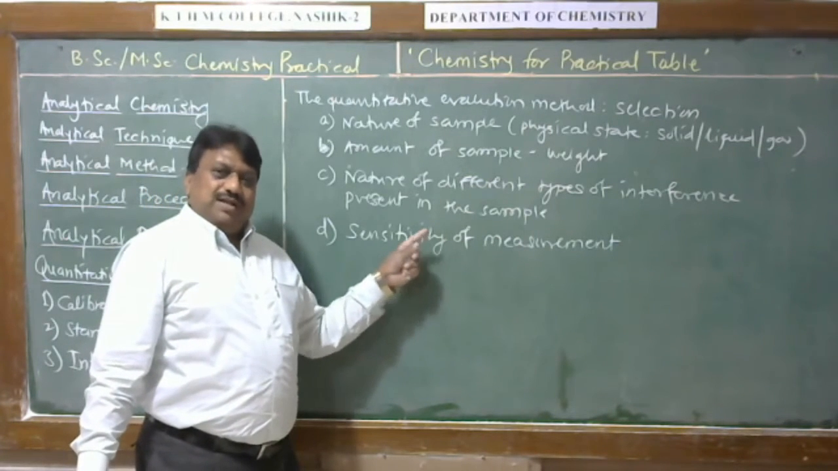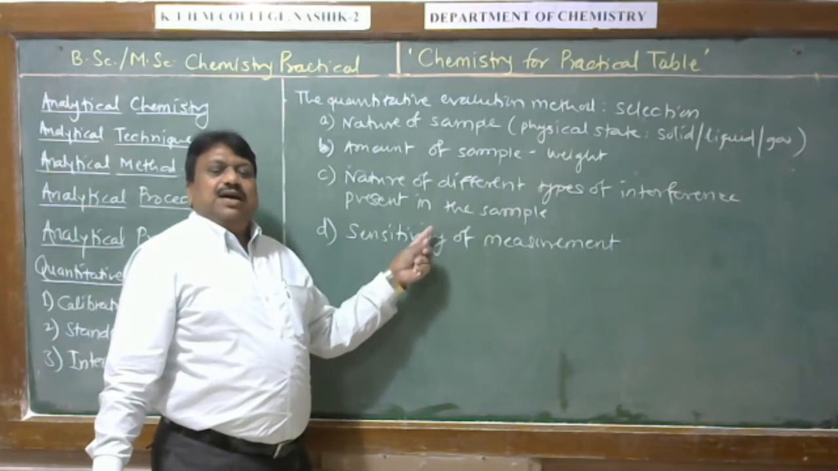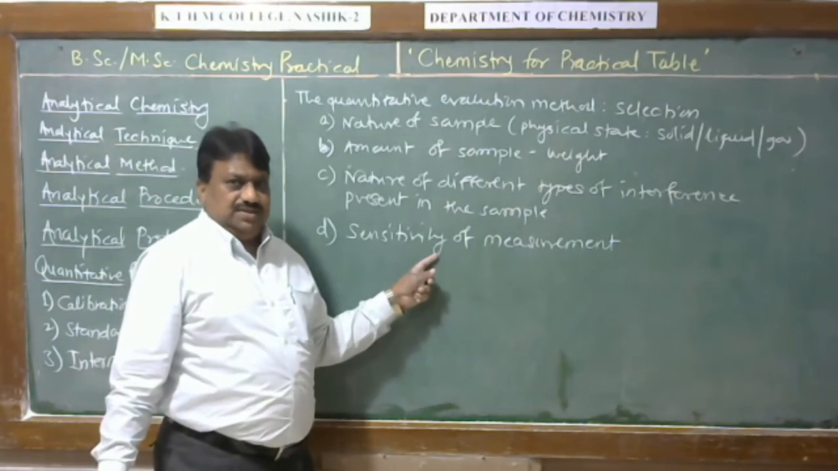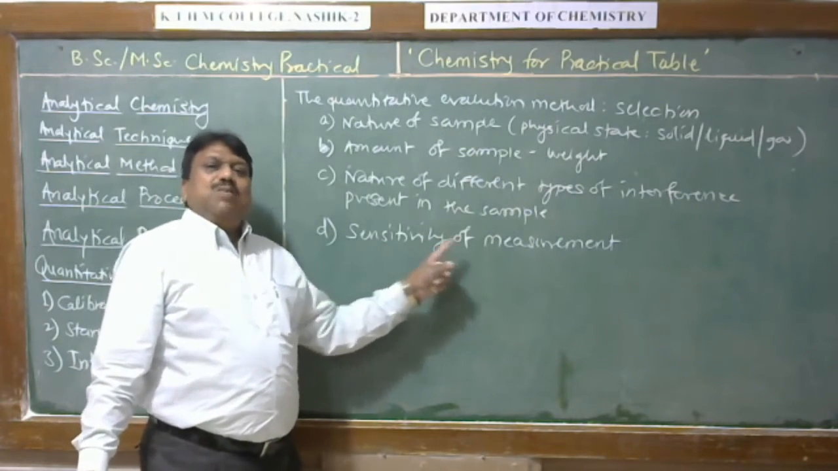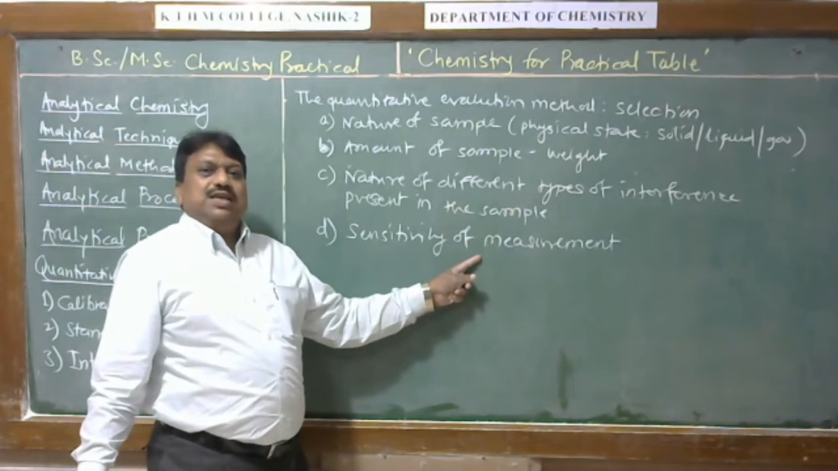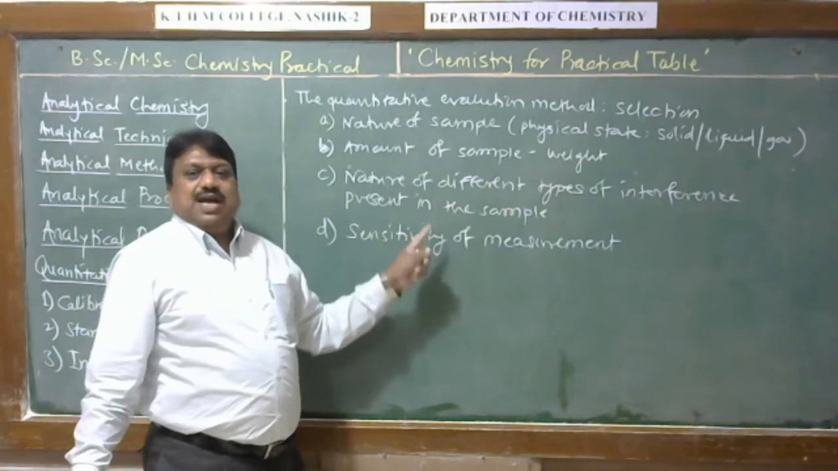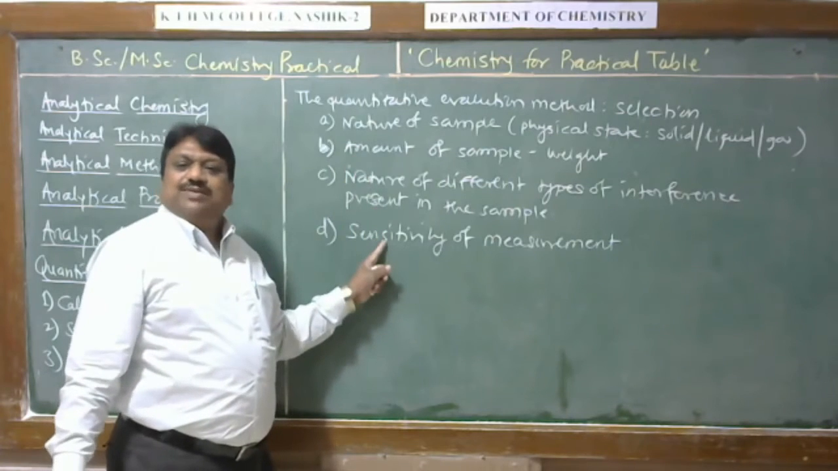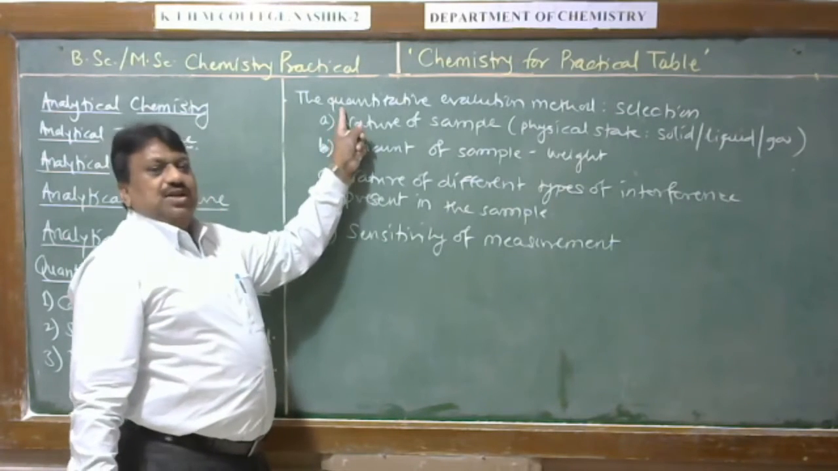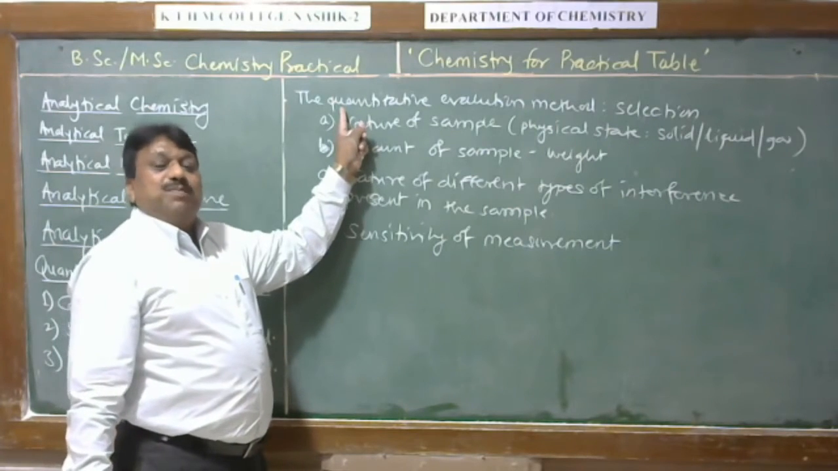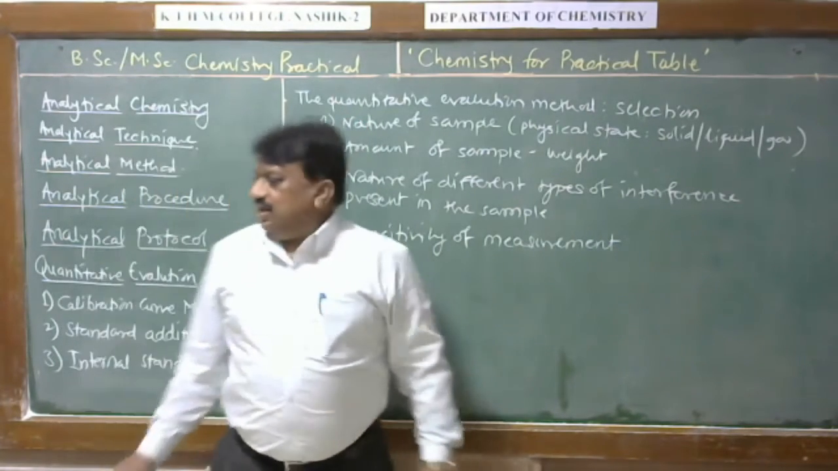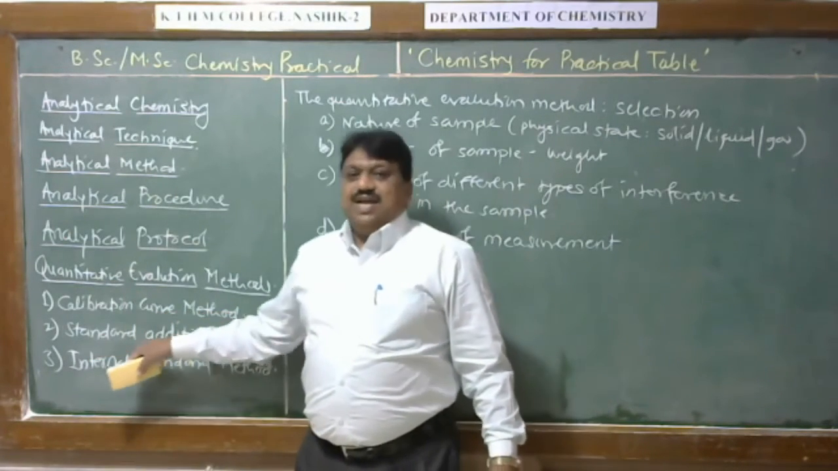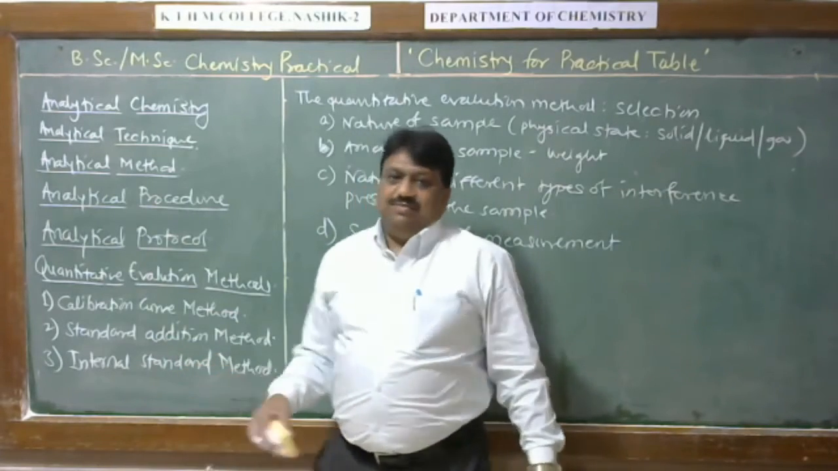If the concentration is less, we can rely on the separation methods or the electrochemical methods. Therefore, here sensitivity of measurement again depends upon the quantitative evaluation method as well as selection of analytical technique. Therefore, all these four important factors determine the nature of the evaluation methods, broadly classified into calibration curve method, standard addition method, and internal standard method.